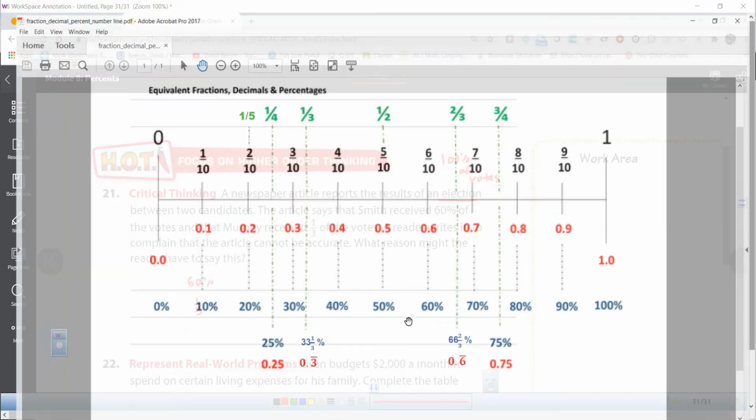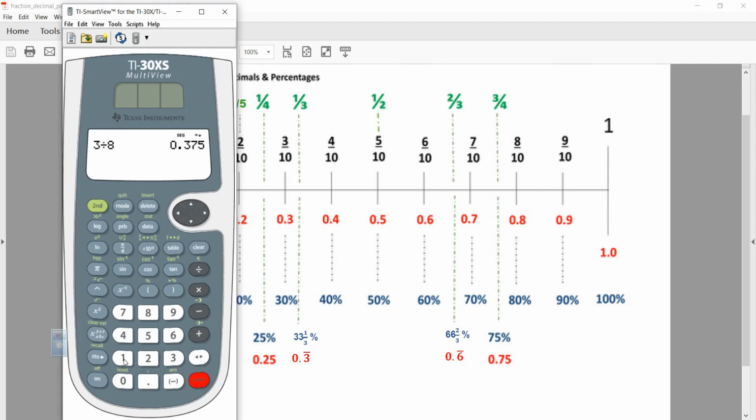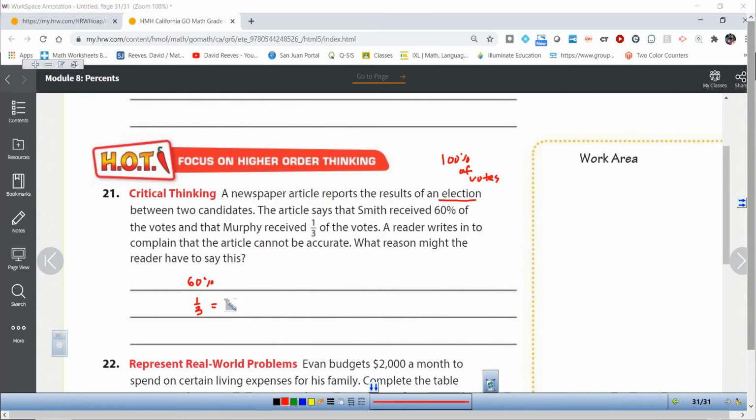Well, remember I mentioned a while back, there are ones you should have memorized. 1/3 is one you should have memorized. You should know it's 33 and 1/3%. If you did not know that, you could take your calculator and go 1 divided by 3. Remember, you could change any fraction into a percent. 1 divided by 3 would be 33.3333333, which is 33 and 1/3%. Okay, so 1/3 is 33 and 1/3%.